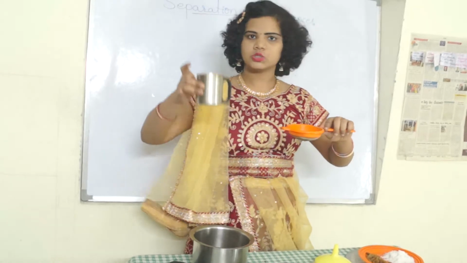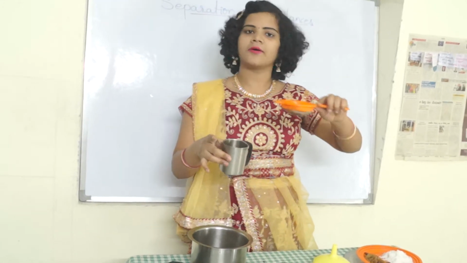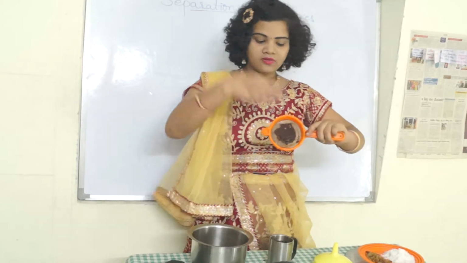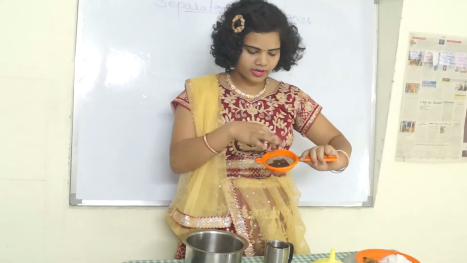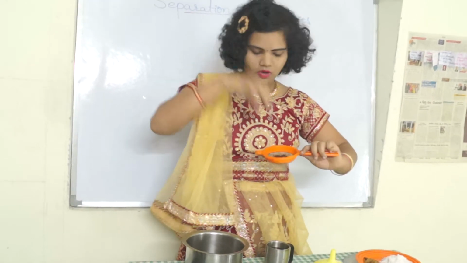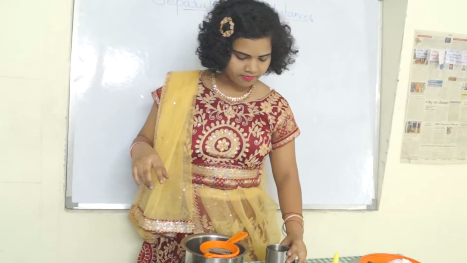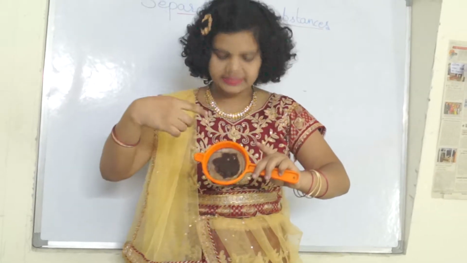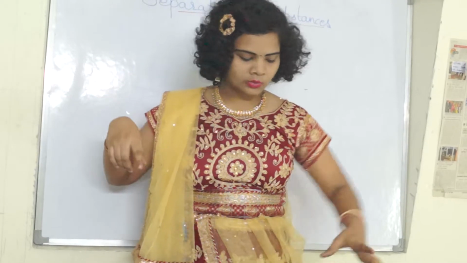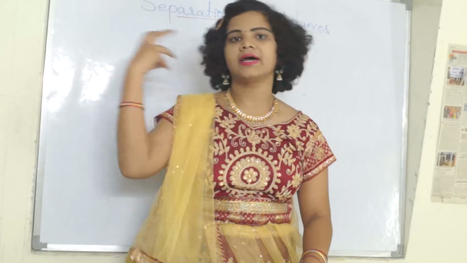So the liquid tea is here in the cup, and here you can see the unwanted particles, the tea leaves, remained on this strainer. So the tea powder stayed on the strainer. Here I got my tea and I can drink it. So here we can separate two components: the tea powder which remained on the strainer, and the liquid which got separated from the tea leaves.